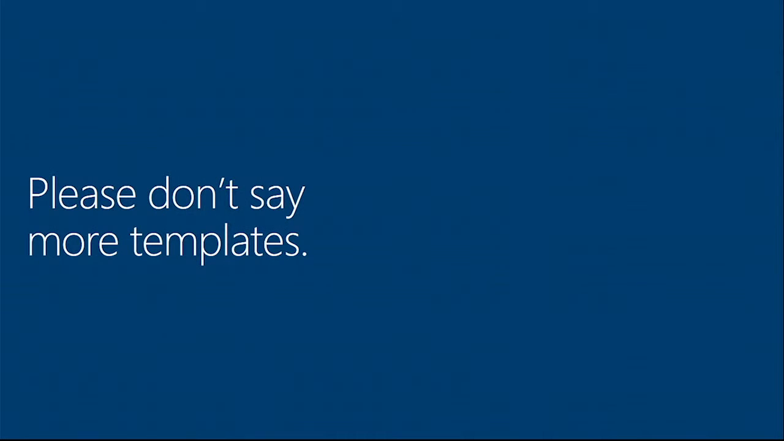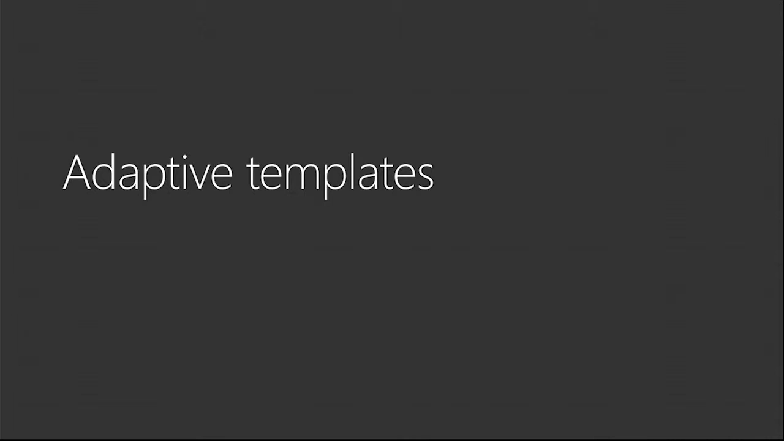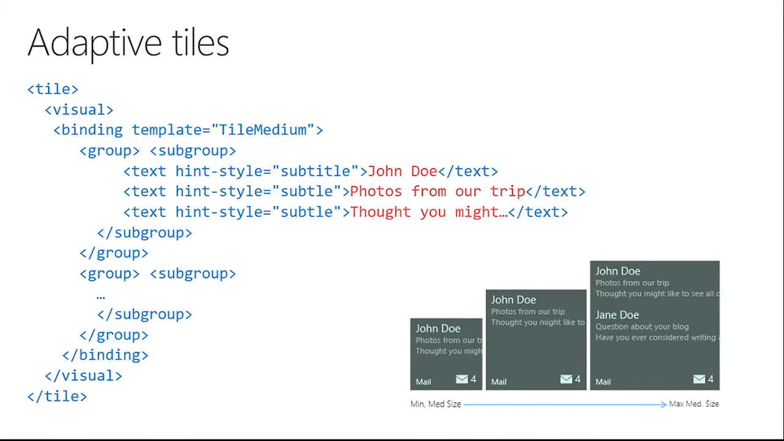You can still use them, but we also heard from our developers, please, no more templates, we're done with that, we've got more templates than we know what to do with. So we heard you, and we've not created any more new templates in 10. You're welcome. What we have done is create the one template to rule them all, which comes loosely under the title of adaptive templates. This is a new way of defining the content for a tile, or a toast as well. They both use this.